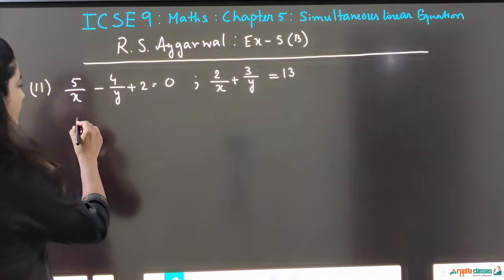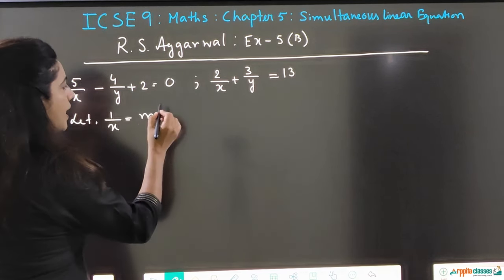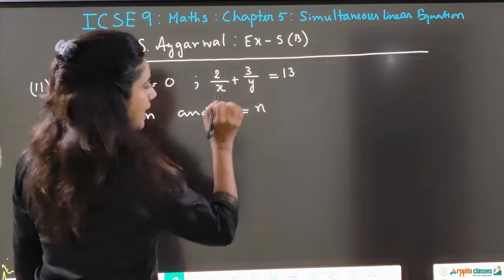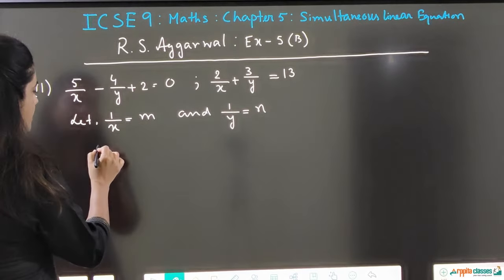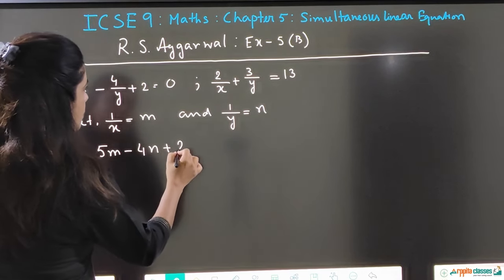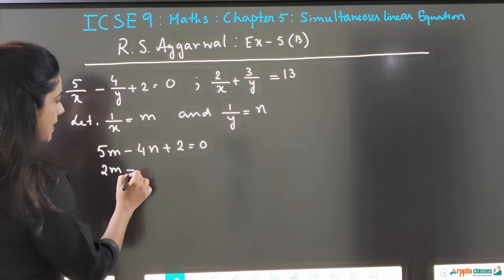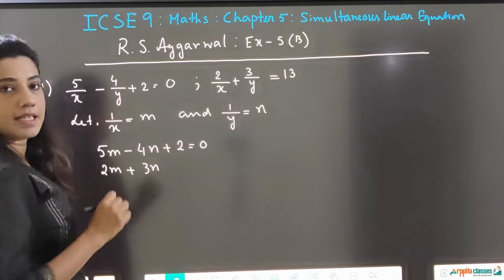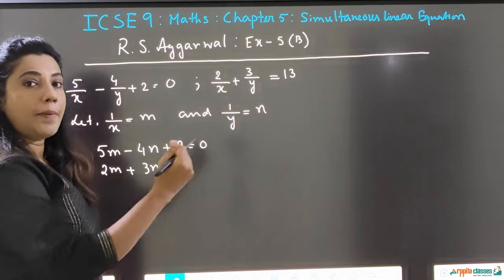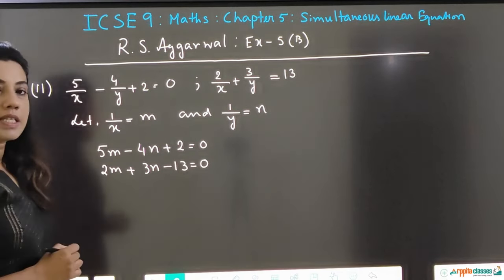So we need to consider, let 1 upon x be equal to some other alphabet, that's m, and 1 upon y is equal to some other alphabet, that is n. So this equation becomes 5m minus 4n plus 2 equal to 0, and this becomes 2m plus 3n. Now I get 13 this side because the first step of cross multiplication is to get everything in the left hand side and make the right hand side 0. So this will be minus 13 equal to 0.